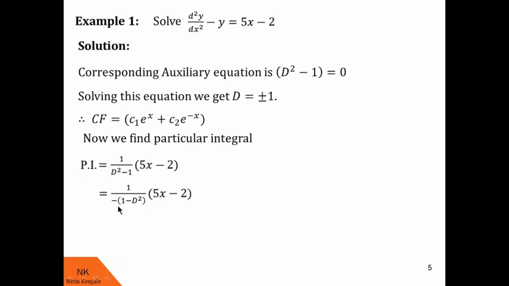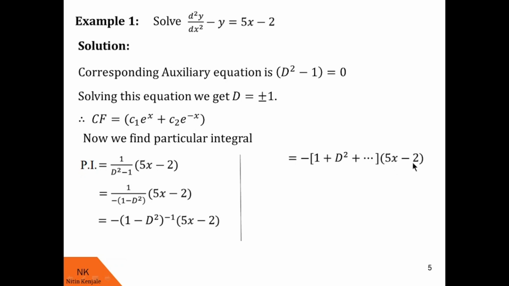Now this term looks like 1 minus phi of D. We take it to the numerator. So we have (1 minus D square) inverse of 5x minus 2. According to the power series for (1 minus x) inverse, we can expand this as (1 plus D square plus D raised to 4 and so on) of 5x minus 2. Now let us multiply this 5x minus 2 inside this bracket. So we have 1 into 5x minus 2, that is just 5x minus 2, plus D square of 5x minus 2, that is the double derivative of 5x minus 2.